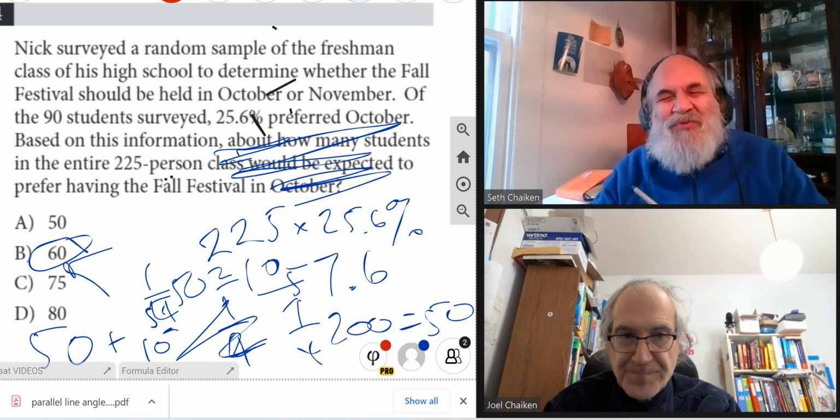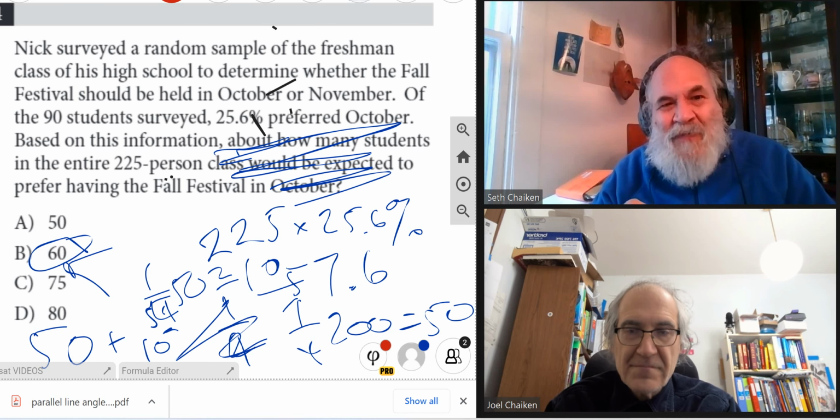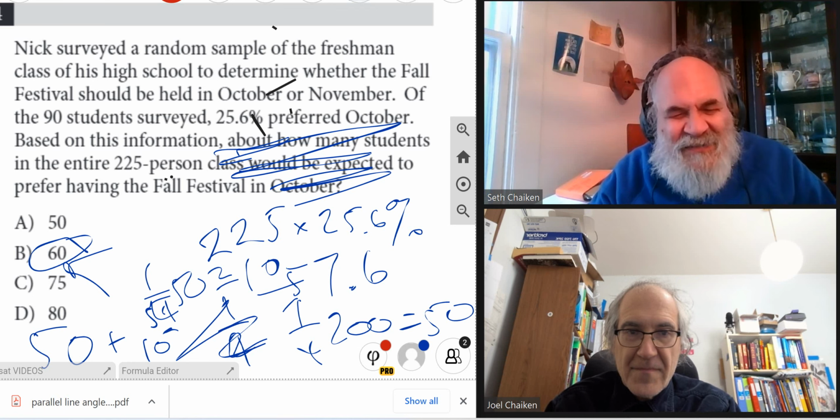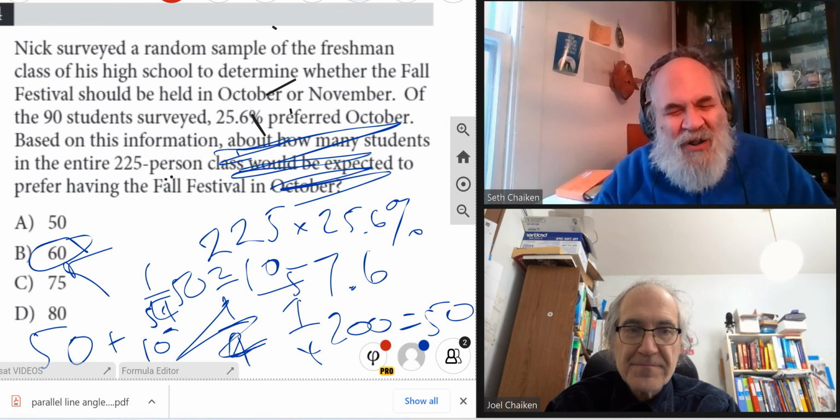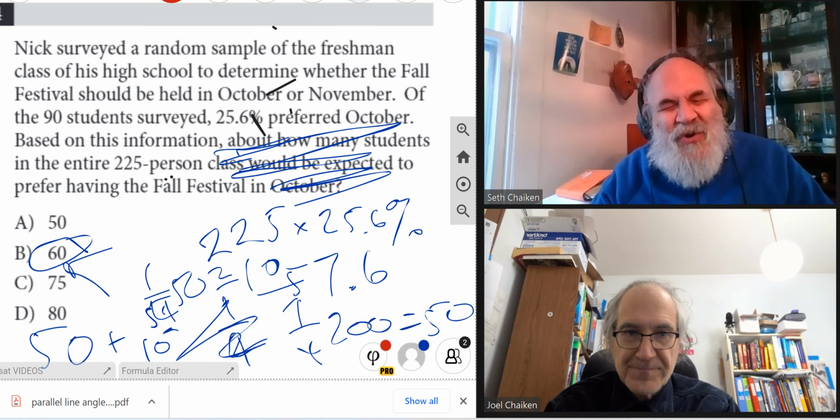That's the premise of surveying. Whether it's valid or not is another issue. If the sample's too small, it's likely to be off. Or if the sample is biased, it's off.